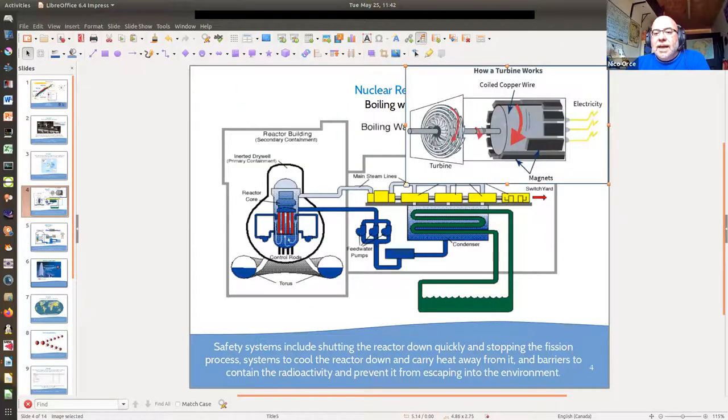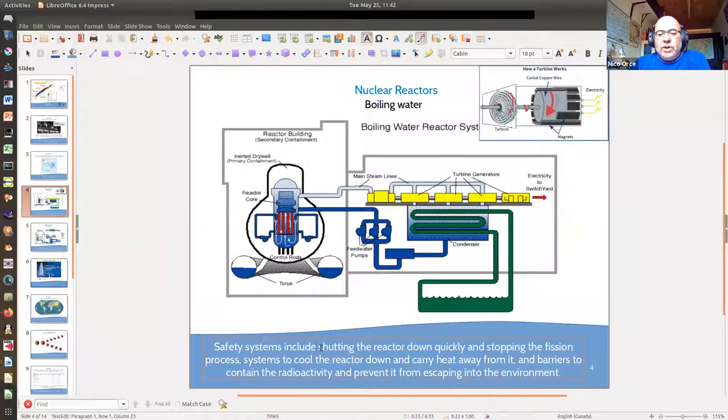But these nuclear reactors have lots of safety issues, as you know. First you shut down, and this is what they did in Fukushima. You shut down the reactor quickly, and you stop any fission process from happening. So the systems to cool the reactor down and carry heat away from it are based basically on ocean water. But this requires lots of studies on what is the best way to cool this down. How long do we need to cool it down? What are the temperatures involved? The coolant that we need to include. So this is an important research field, as we're going to see in a little bit.